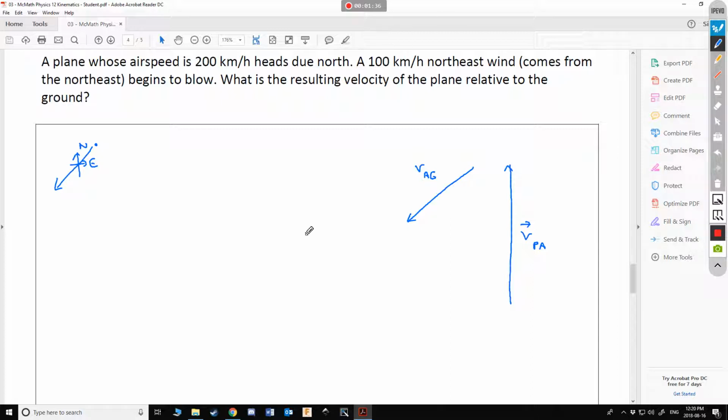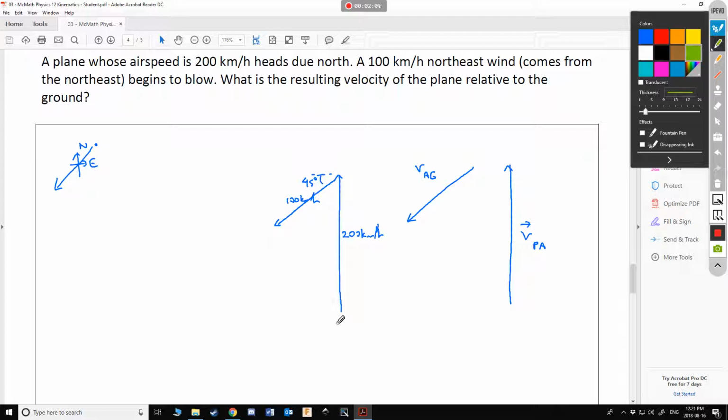So let's draw it again. Here's VPA, that's 200 kilometers per hour. And the wind is blowing in this direction, at an angle of 45 degrees, and this is 100 kilometers per hour. Initially the plane is facing this direction, but it's going to be pushed off course by this wind.